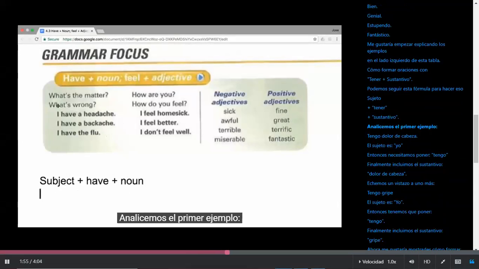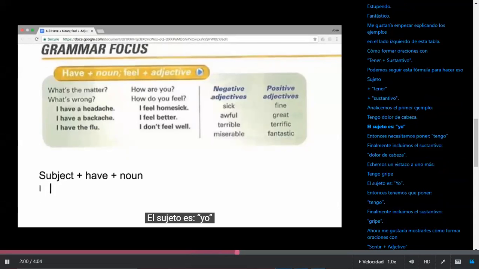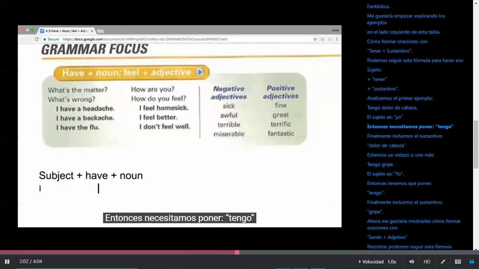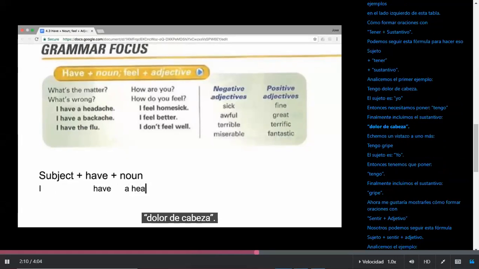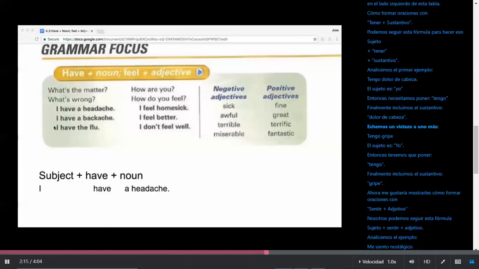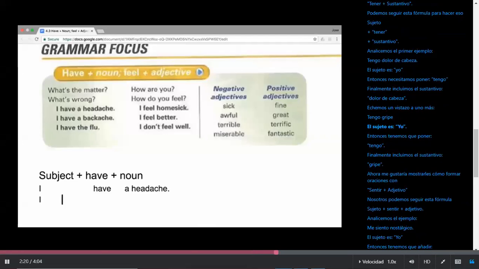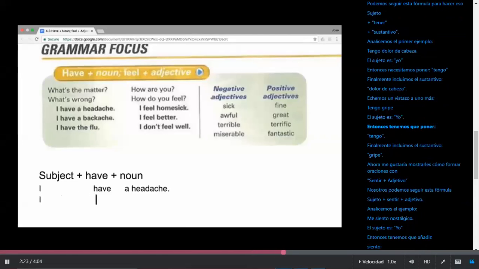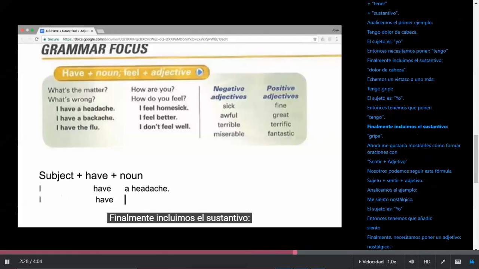Let's analyze the first example. I have a headache. The subject is I. Then we need to put have. Finally, we include a noun, a headache. Let's take a look at one more example. I have the flu. The subject is I. Then we need to put have. Finally, we include the noun. The flu.